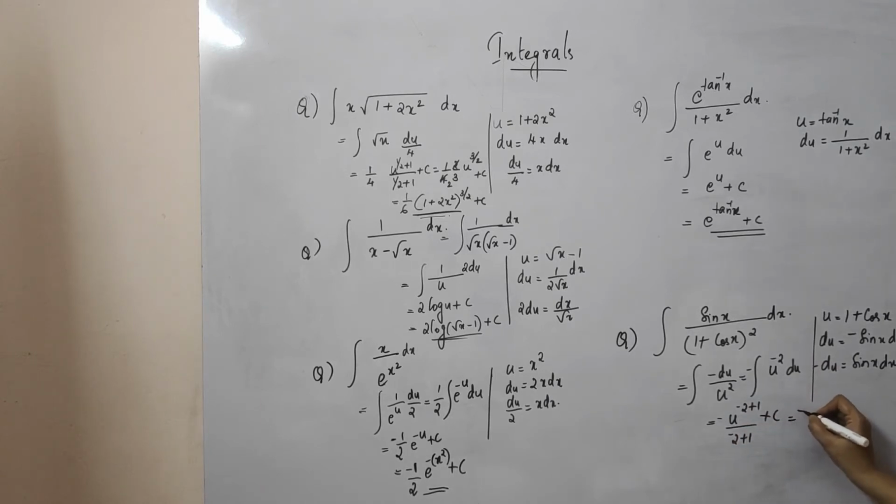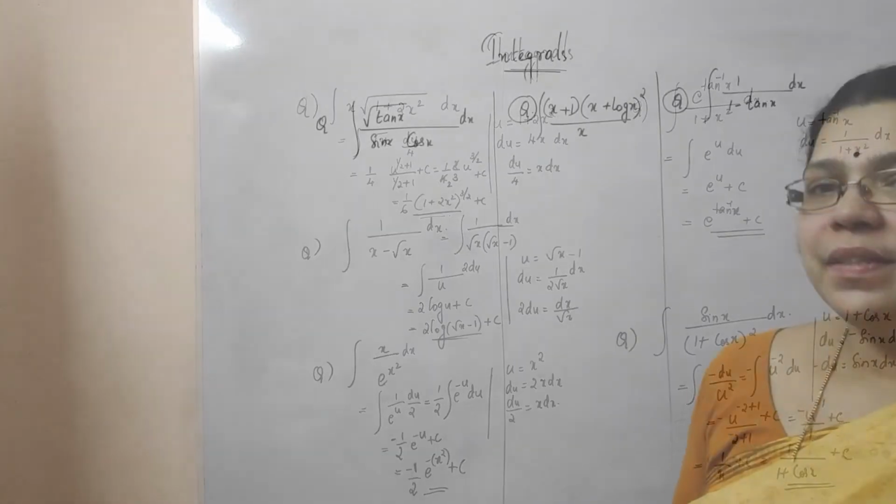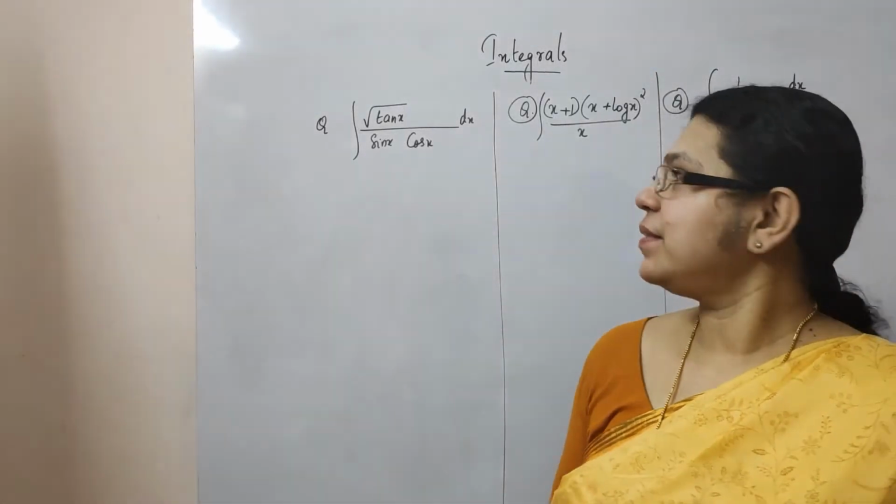That is equal to minus u raised to the power of minus 1 by minus 1 plus c. Minus of minus becomes positive. That is 1 by u plus c. Now that is 1 by 1 plus cos x plus c. So that is the final answer. Okay. Now let's do the next question.